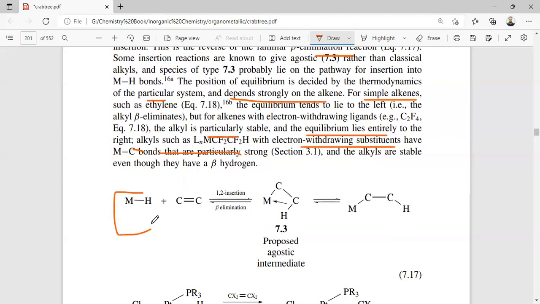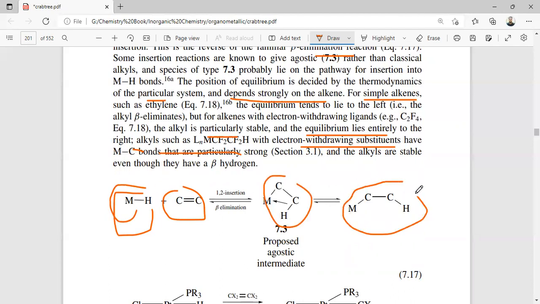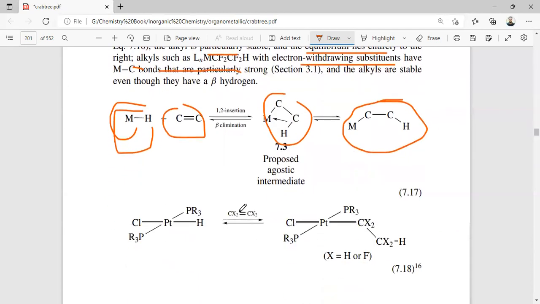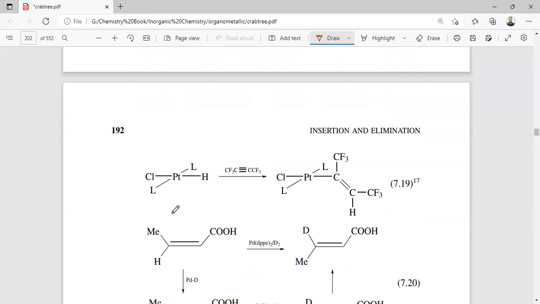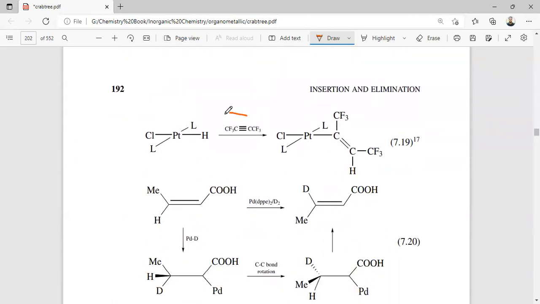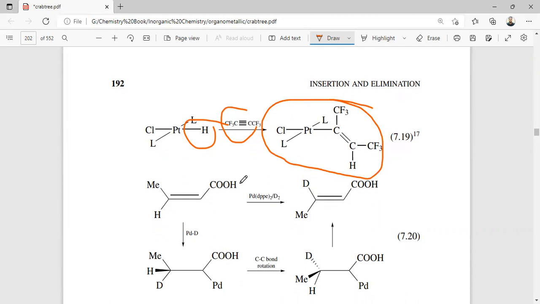So here this alkene is inserted with the metal hydride to form this agostic interaction intermediate, to form this alkyl intermediate. So here the platinum PR3 and the CH2=CHX, where X is H or F, form this inserted product. Here the alkyne is inserted into the metal hydride to form this metal alkene species.